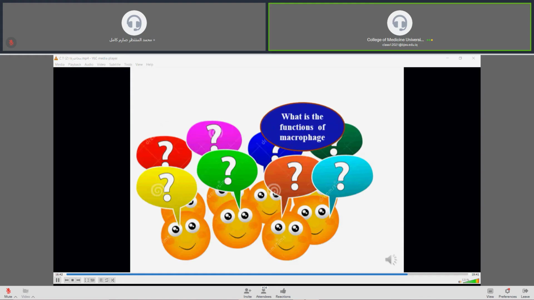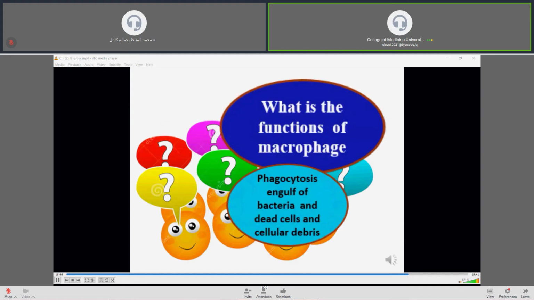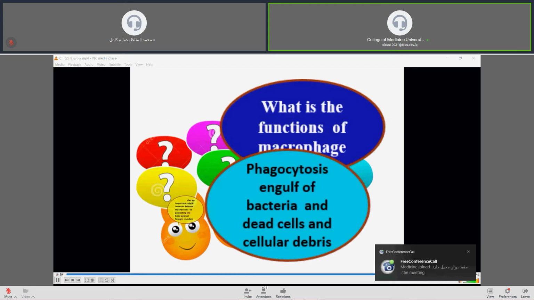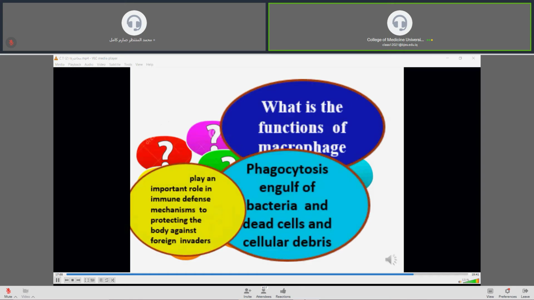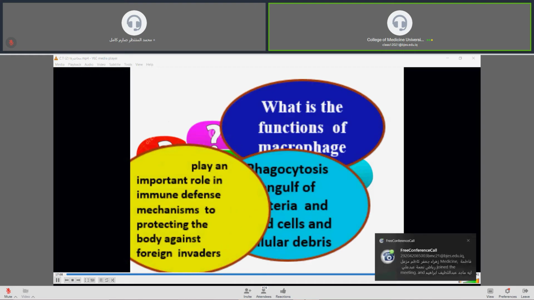What is the function of macrophages? The function of macrophages is phagocytosis, which can engulf bacteria or any foreign particle that enters the body, and also engulf dead cells and any cellular debris. Macrophages also play an important role in the immune defense mechanism, protecting the body from any foreign invaders or microorganisms.